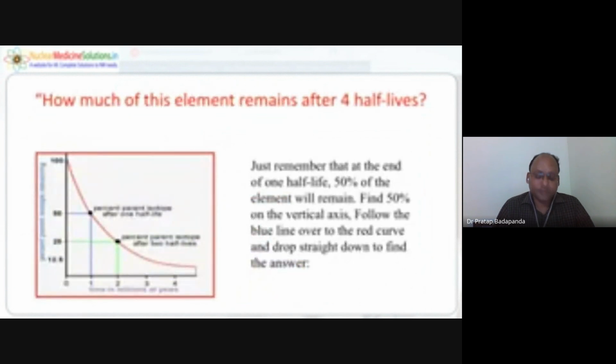Now, when we see this picture, how much of this element remains after 4 half-lives? As we define, 1 half-life means half of the element remains. One more half-life goes, 2 half-lives means again half. The third, again half. When we start with 100%, after the first half-life it goes to 50%, second 25%, third 12.5%, and similarly 6.25%. In this way, the half-life is defined. Half-life may be in years, days, seconds, or minutes.